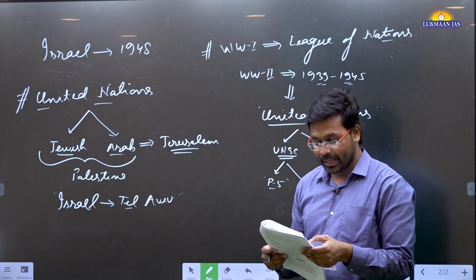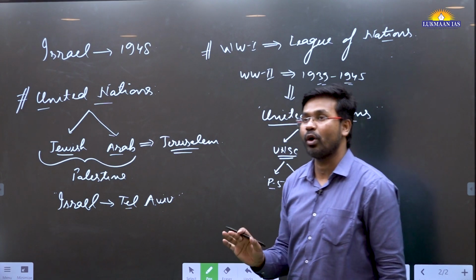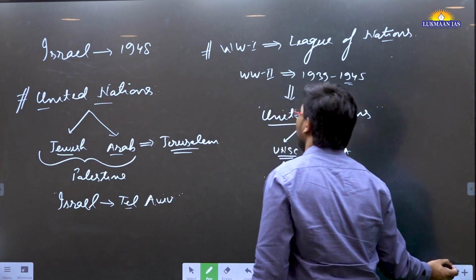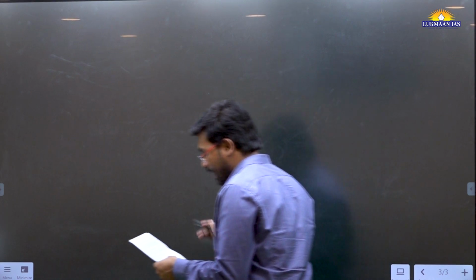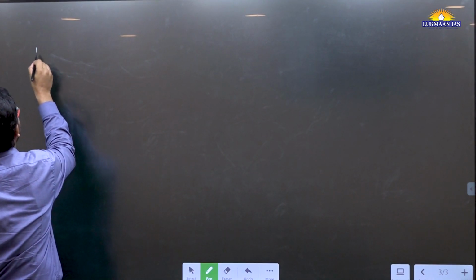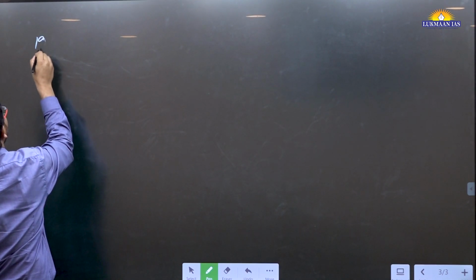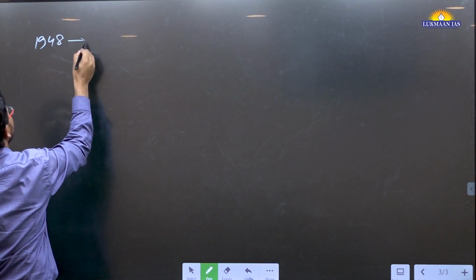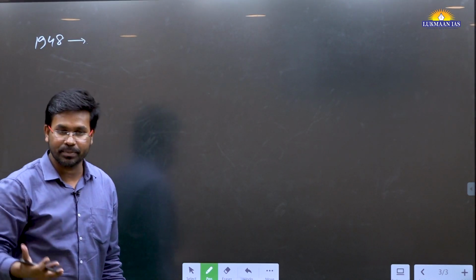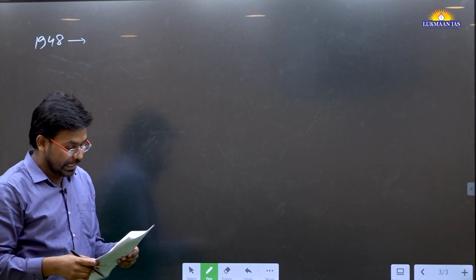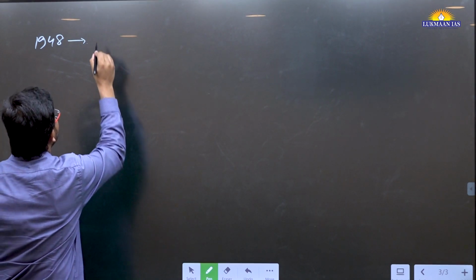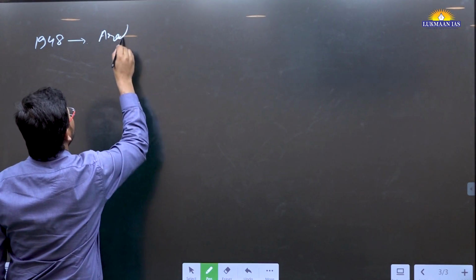After then, what happened? A series of warfares have been fought by different parties. I'm writing the initial points this way, and it will help you build a perspective on this particular topic. In 1948, the Arab-Israeli War happened.